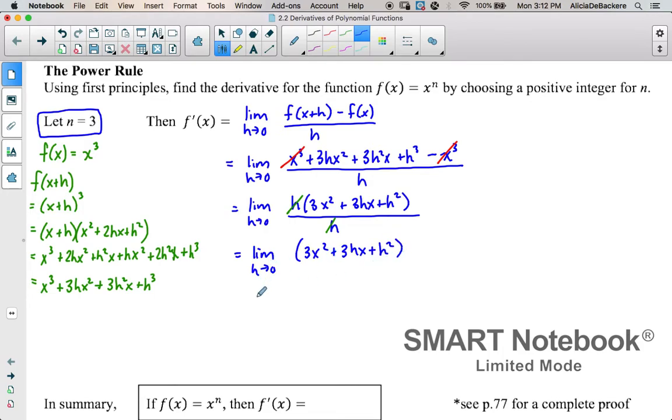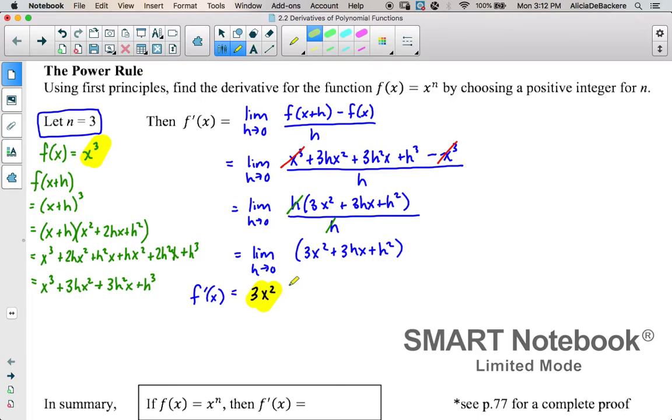And now I'm taking the limit of this guy. I can use some direct substitution. And I end up with 3x squared plus 0 plus 0. And so I get this 3x squared for my f prime at x. So notice here that I started with x cubed, and I ended up with 3x squared.